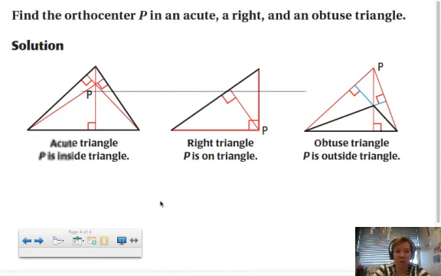Here's a good picture of where the orthocenters are. In an acute triangle, it's inside. There's point P there. In a right triangle, it's, as I said, the vertex of the right angle. And then in an obtuse triangle, it's going to be outside, like our example.